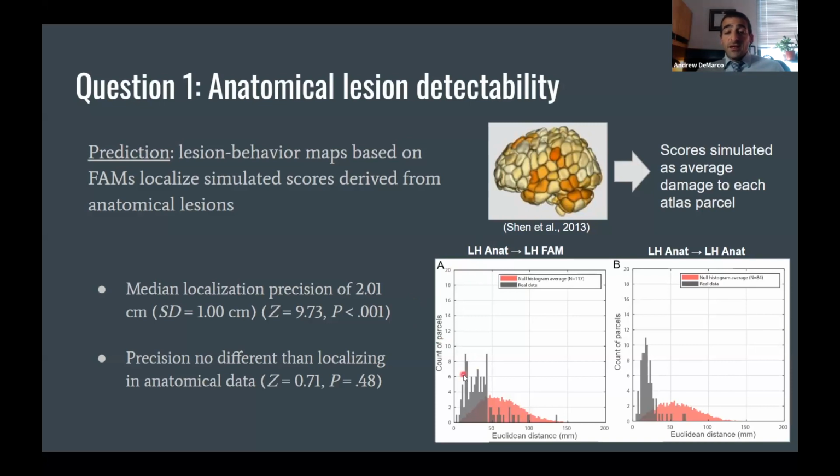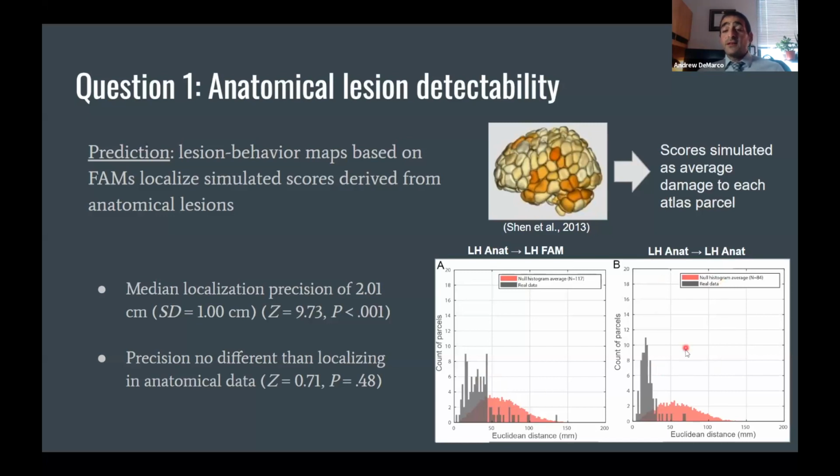So basically, in this histogram here, you can see that if we performed randomly, we would get that red distribution. On the x-axis, this is the distance between the true location of the simulated parcel and the peak discovered location of the lesion symptom mapping result using the functional anomaly mapping data. And you can see it sort of beats random chance.